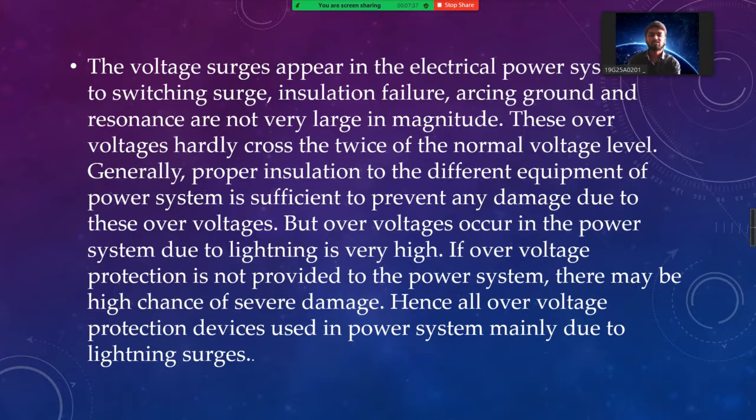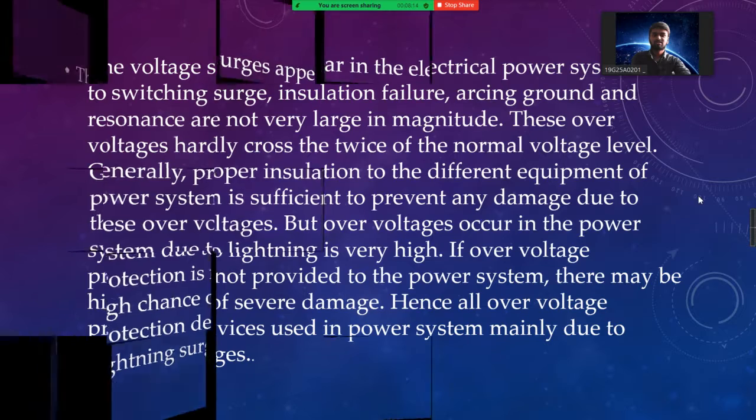If over voltage protection is not provided to the power system, there may be a high chance of severe damage. Hence, all over voltage protection devices used in power systems are mainly for lightning surges. If any over voltage or lightning occurs, it will be handled by these protection layers. That's it for the voltage surge.